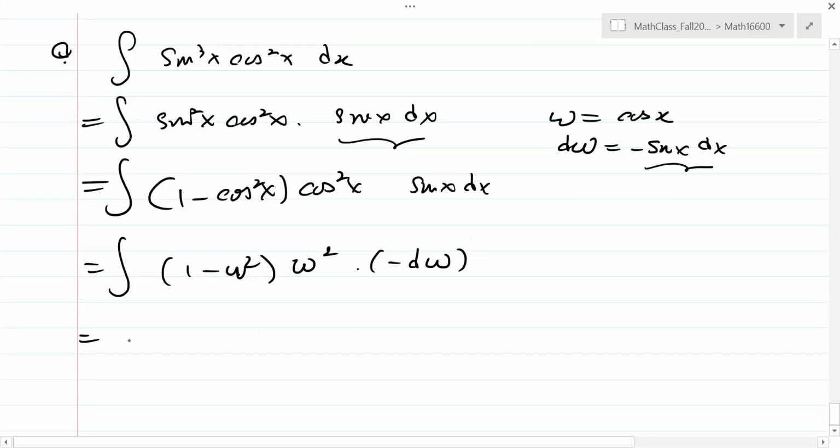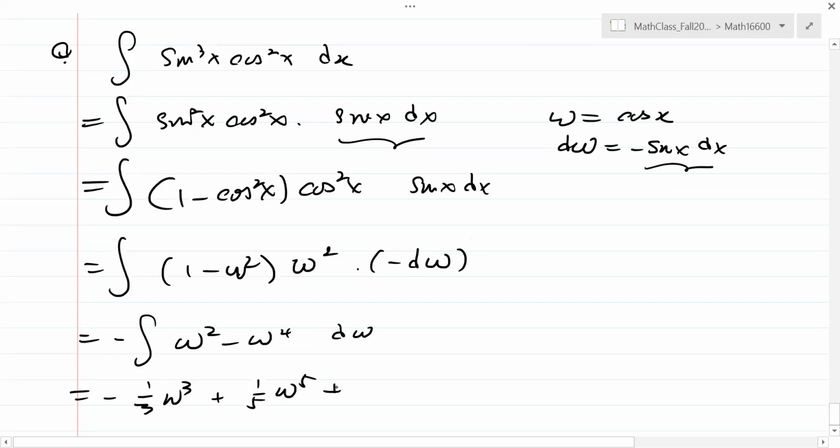So you multiply this out, you put a negative sign here, w squared minus w to the fourth power, dw. It's a polynomial. So you get 1/3 w cubed plus 1/5 w to the fifth, right? So the entire antiderivative, where w is cosine x, is this.